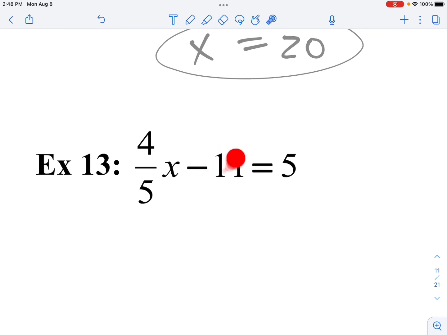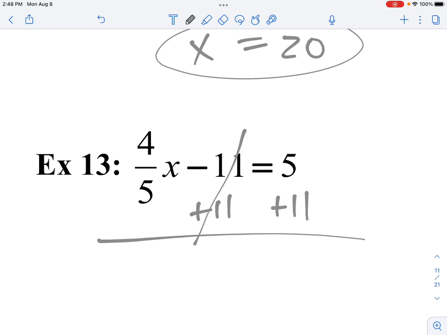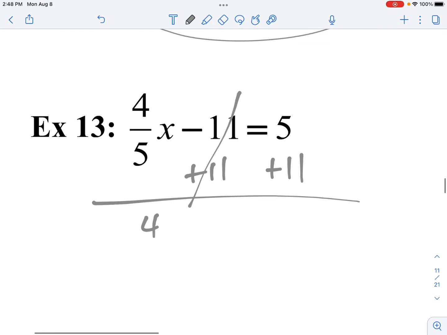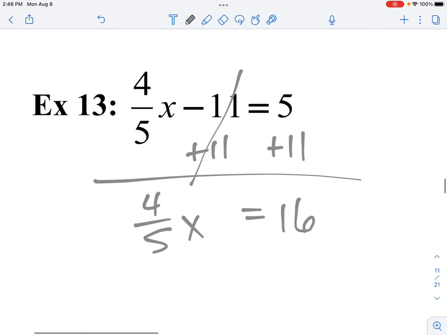Here's my whole number. The easiest thing to do here would be to get rid of that 11 first. So I'm going to add 11 to both sides. That cancels here. And I'm going to bring down my 4/5 x, keep the equal sign. And now I just have to combine 5 plus 11. That gives me 16. And here again, I have a fraction, so I need to multiply by the refliprical, if you will. The opposite, or the reciprocal of 4/5 is 5 over 4, and I need to do that on both sides.